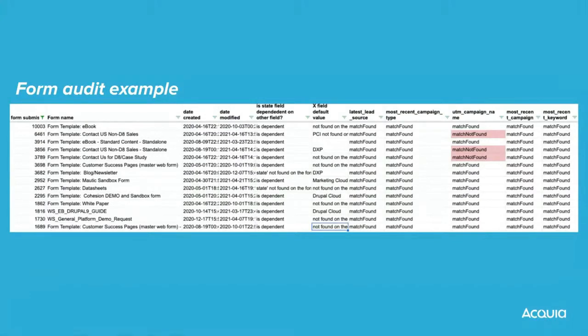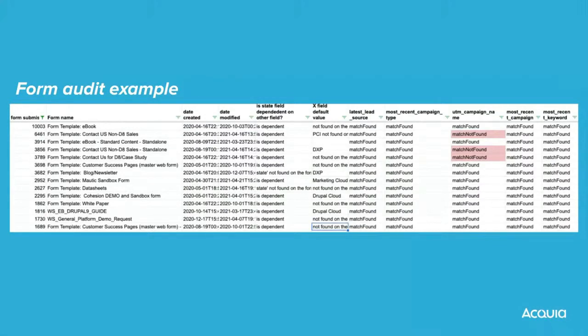Some reference data, such as when the form was created and when it was last modified. Now these are the 5 required custom fields that we want on each form. If it's on the form, the audit is telling us the field was on the form. If it's not on the form, it's telling us this field that you're looking for is not on the form, so that some member of the team can go and audit that form.